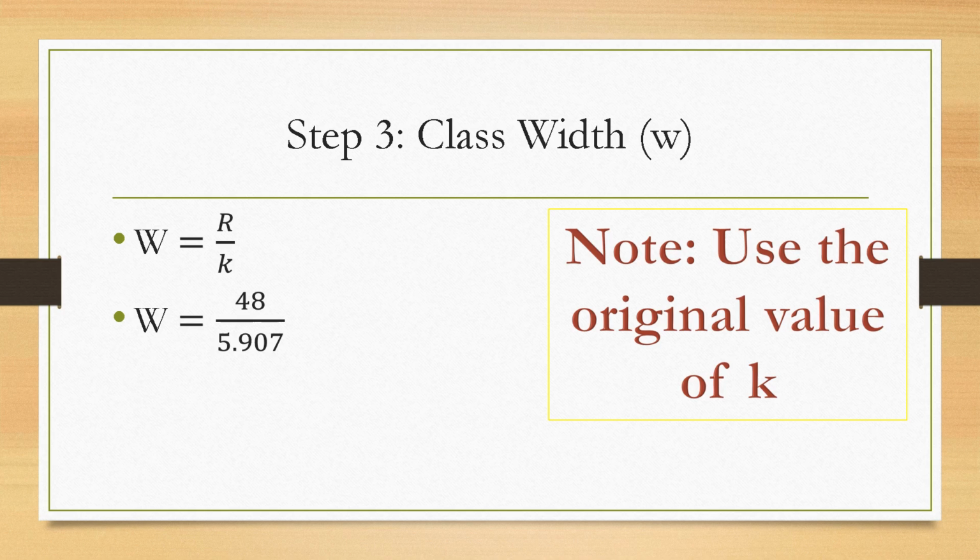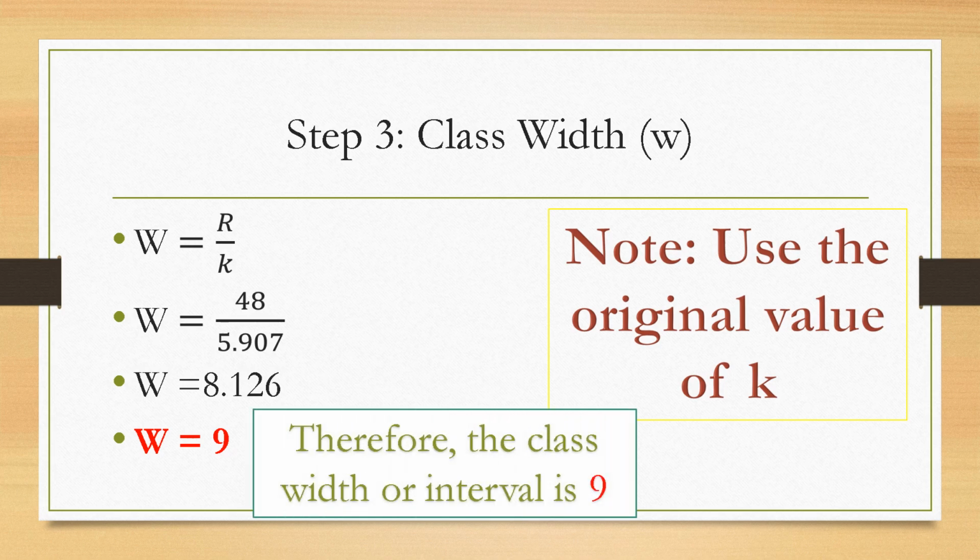So 48 divided by 5.907 is equal to 8.126. Okay, class? After solving, always round it up to the next whole number in order to find our class width or class interval. So the class interval or class width is equal to 9.